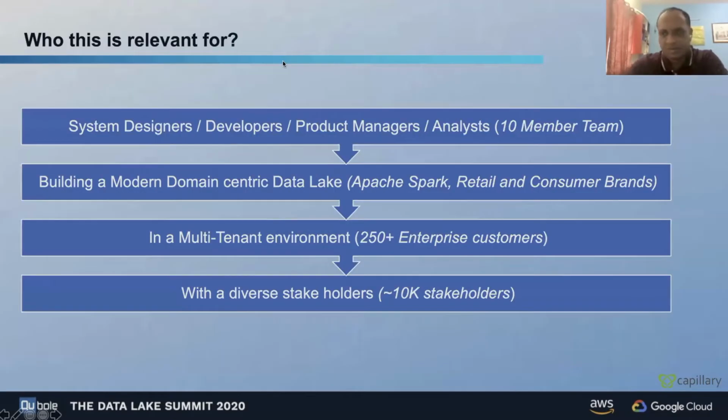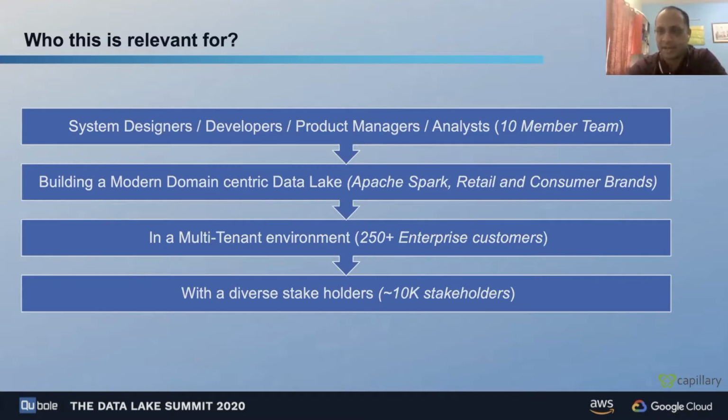Now, who is this talk relevant for? This talk is relevant for system designers, developers, product managers, and analysts who are trying to build multi-tenant data lakes. In Capillary's context, it's a 10-member team. We call it the Essential Insights team. It builds out this data lake, is responsible for managing it, and also provides APIs for the rest of the engineering teams to build products on top of this data lake. This talk is also relevant for building a modern domain-centric data lake. In our case, it is retail and consumer brands, but in your case, it could be some other domain. The talk could be relevant for you.